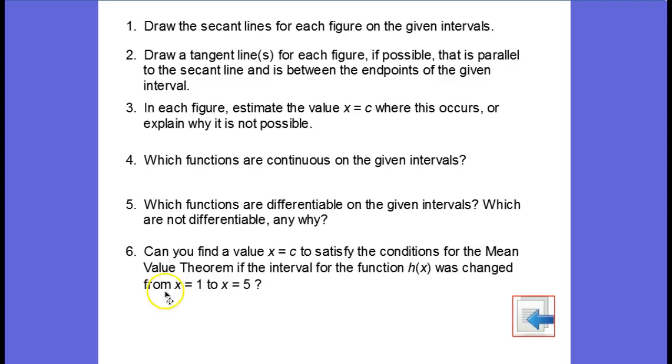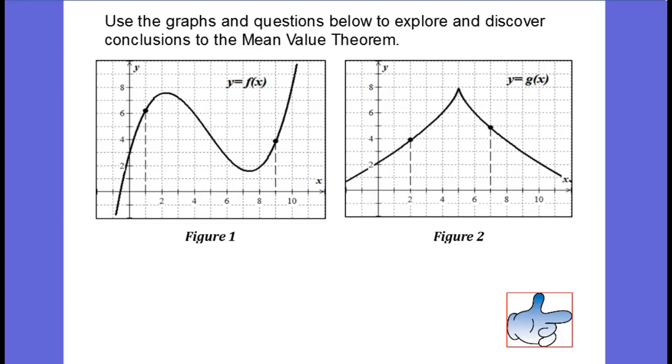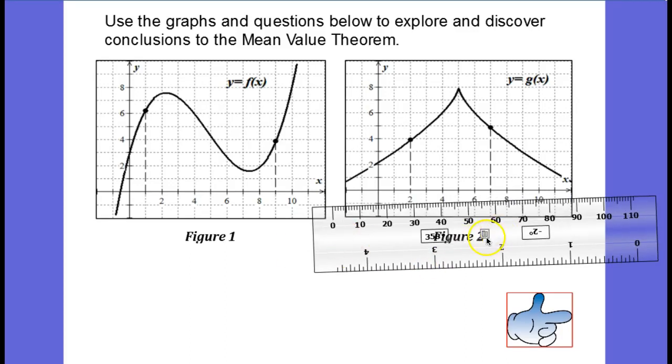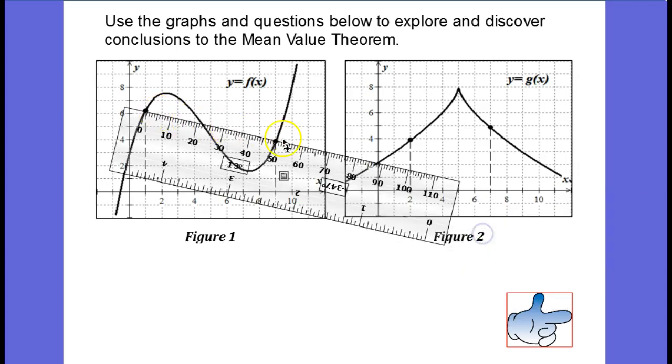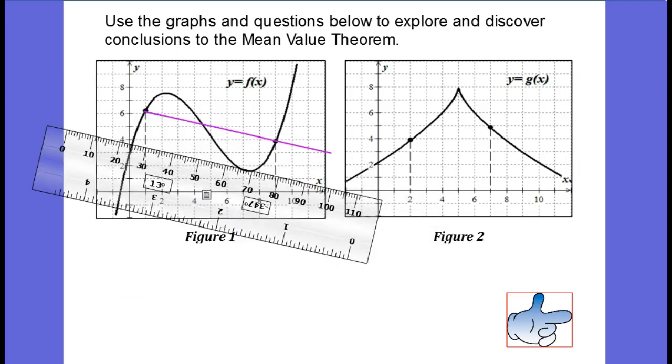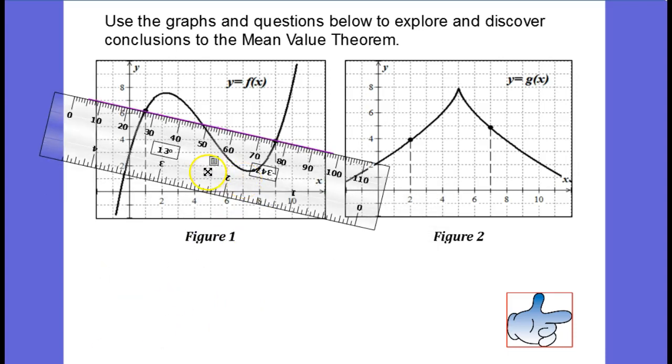So the first thing that we're asked to do is to draw the secant lines for each figure on the given interval. So if you remember, a secant line crosses the function at 2 points, whereas a tangent line touches it at only 1 point. Alright, so they have indicated for me the 2 points through which I should draw my secant line. So this gives us our secant line.